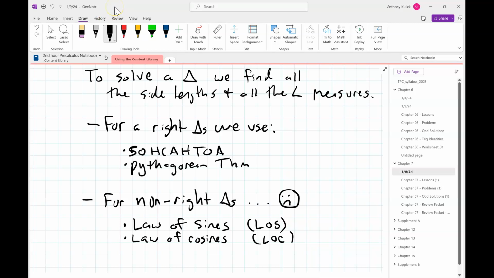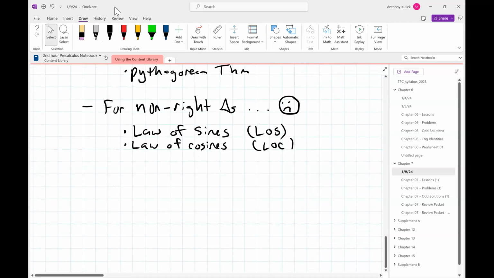So the goal in all of chapter 7 is going to be dealing with how to solve these non-right triangles. I want to say again for the record, in a non-right triangle, you cannot do SOHCAHTOA, you cannot do the Pythagorean theorem. So let's look some more at these non-right triangle situations.